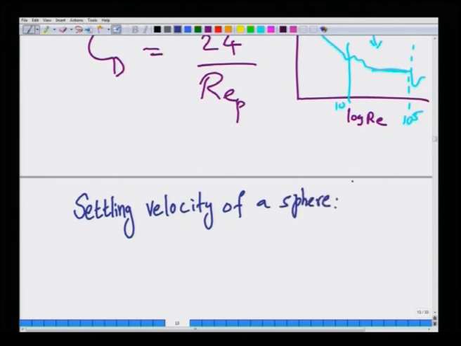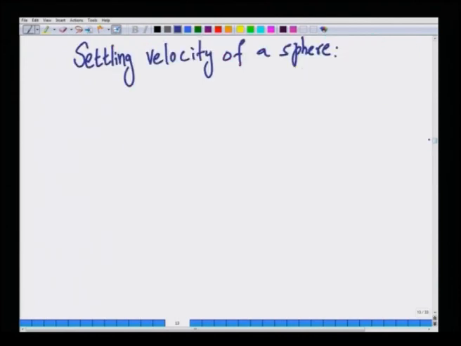Imagine you have an infinite expanse of fluid, and then you take a sphere and drop it in the liquid, and there is gravity. Let us say you drop it with zero initial velocity. Initially the sphere will accelerate, because there is acceleration due to gravity acting on it, but it is also being retarded by the fluid drag force.